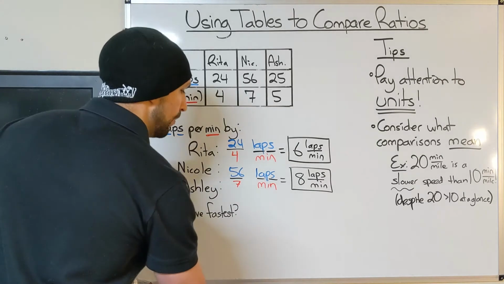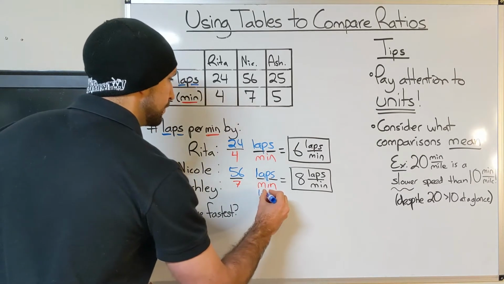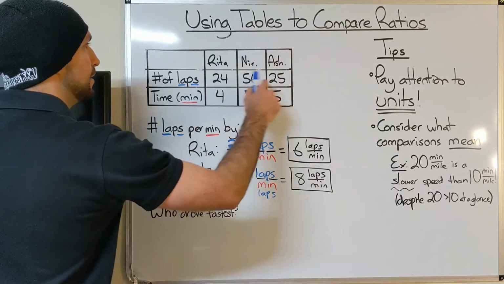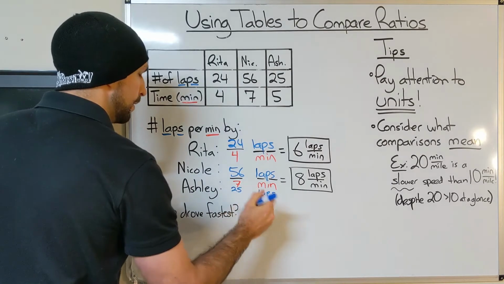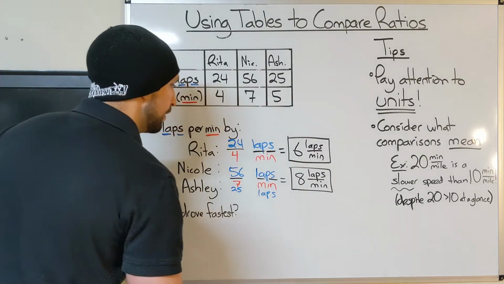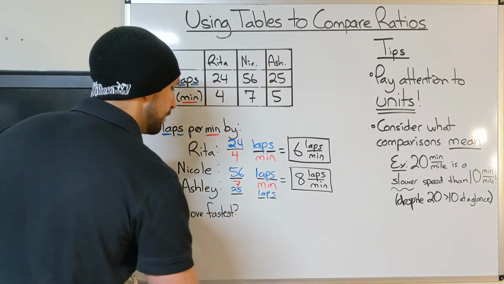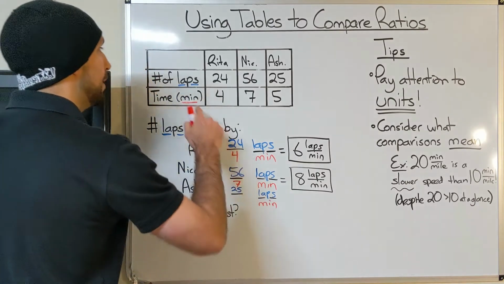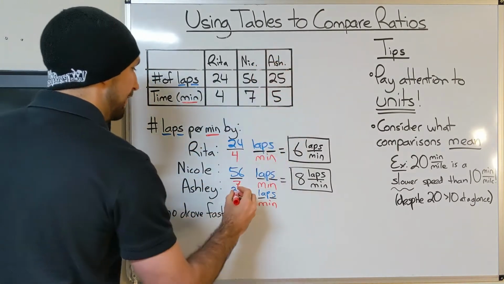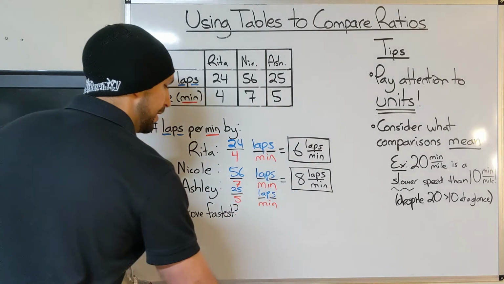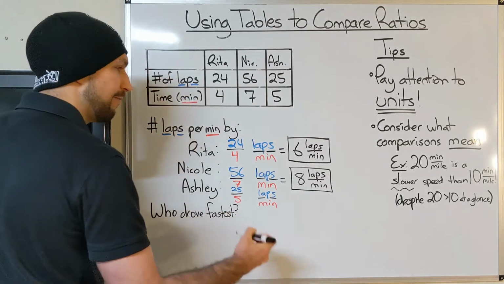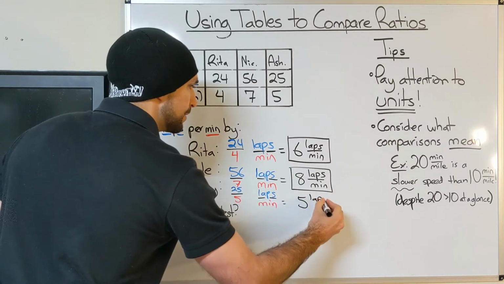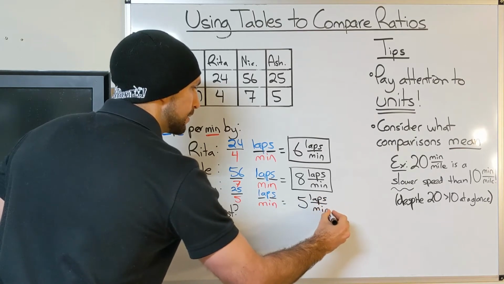Finally, Ashley. We want to know how many laps Ashley went. Ashley went 25 laps in how many minutes? Divided by the minutes for Ashley, which was 5. Again, we are given nice numbers here because both 25 and 5 have a factor of 5. 25 divided by 5 is 5 laps per minute.